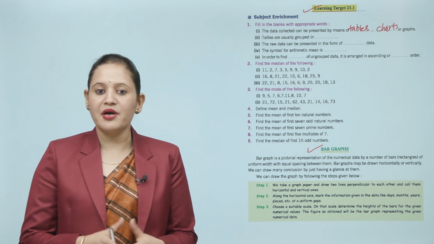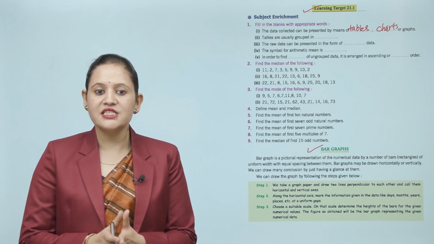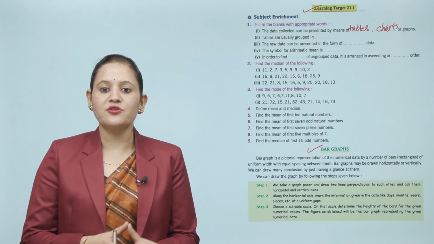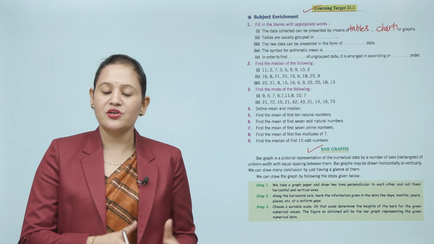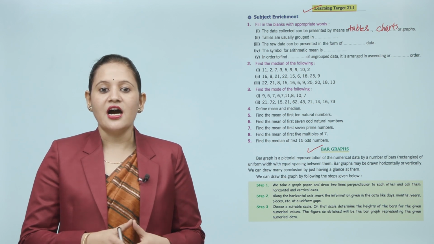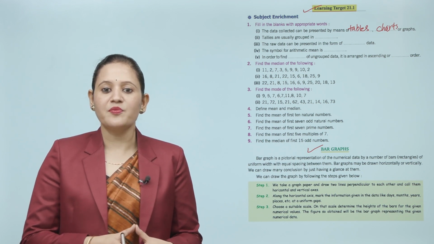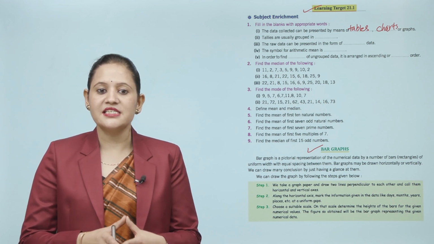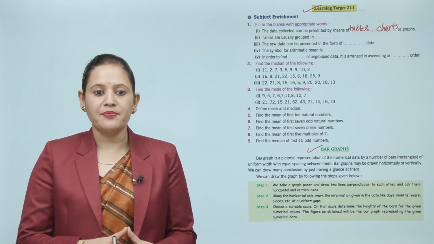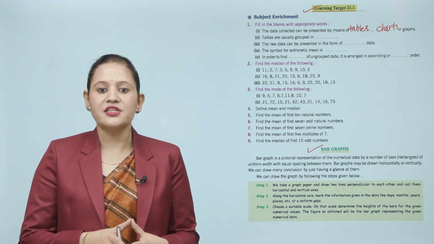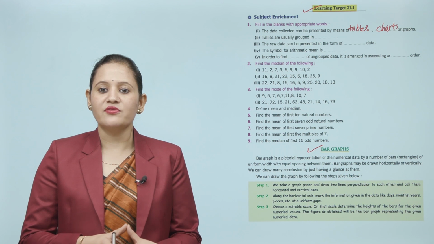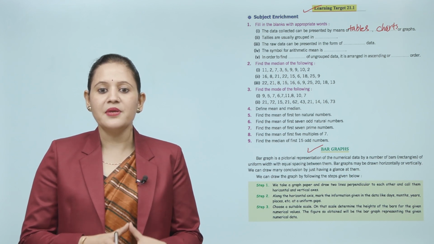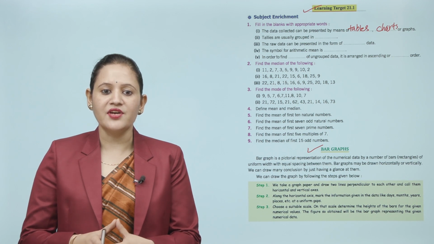We can draw a bar graph by following the steps given below. First step, we take a graph paper and draw two lines perpendicular to each other and call them the horizontal and vertical axis. Along the horizontal axis, mark the information given in the data like days, months, years, places, etc. at a uniform gap. Choose a suitable scale. On the scale, determine the height of the bar for the given numerical value. The figure so obtained will give the bar graph representing the given numerical data.